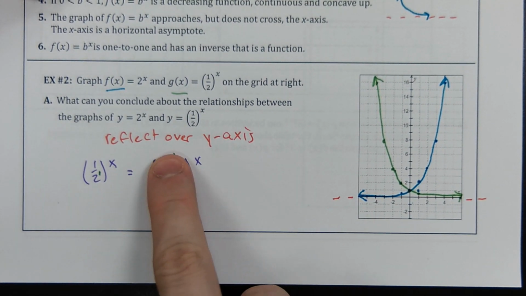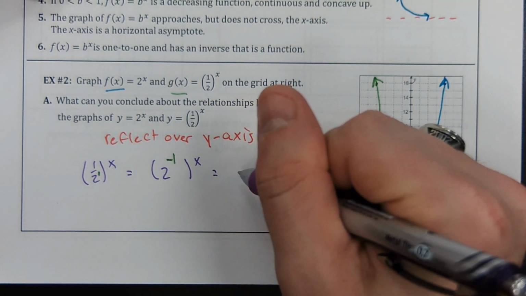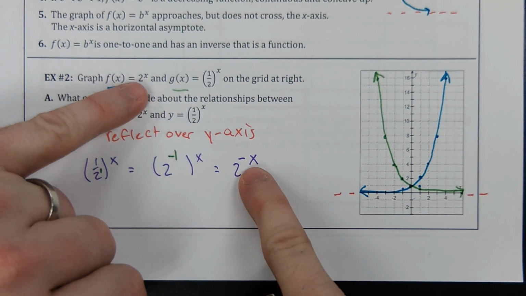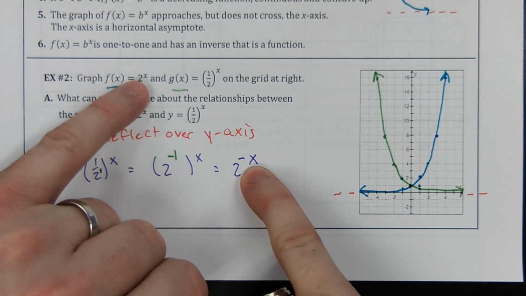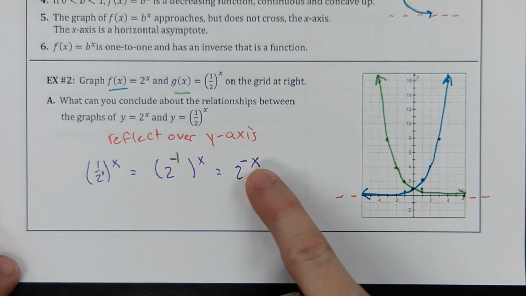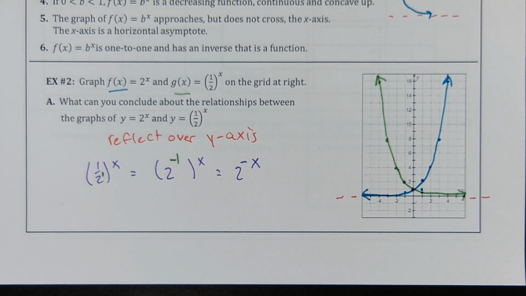And when you have a power raised to a power, you just multiply the exponents. And as you can see, they're the exact same equation. One has positive x, the other has negative x. And if you remember back to way back in chapter 1, the beginning of the year, replacing x's with negative x's, reflection over the y-axis. Pretty neat, huh? Ain't that cool?